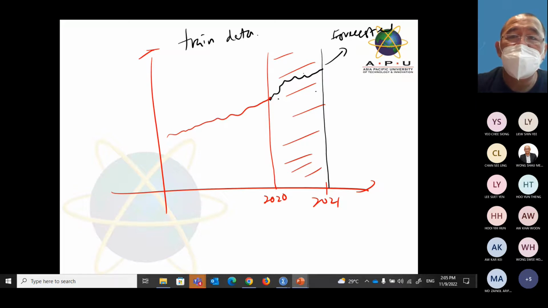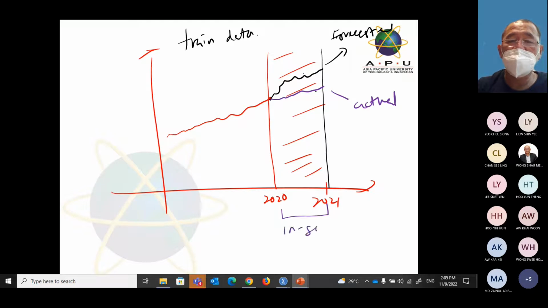The purple color is the actual. Therefore, this maybe is not so good forecasting. Can you see the forecasted is higher compared to the share price? The price is quite a bit higher compared to the actual. The purple color is actual. So this is maybe trend data. This we call in-sample forecasting. And this is out-of-sample forecasting.